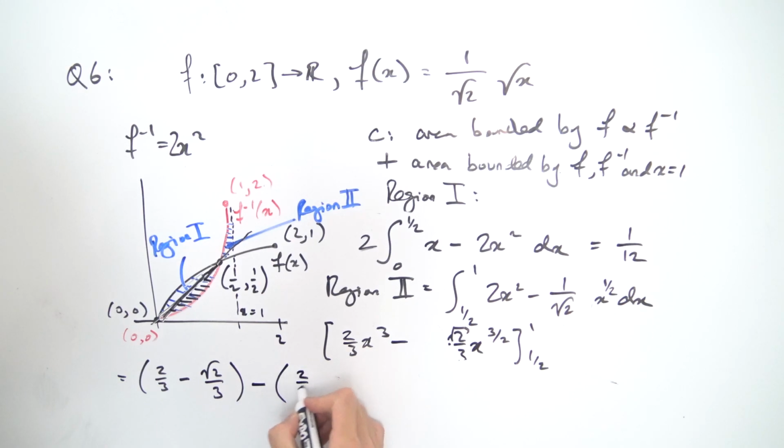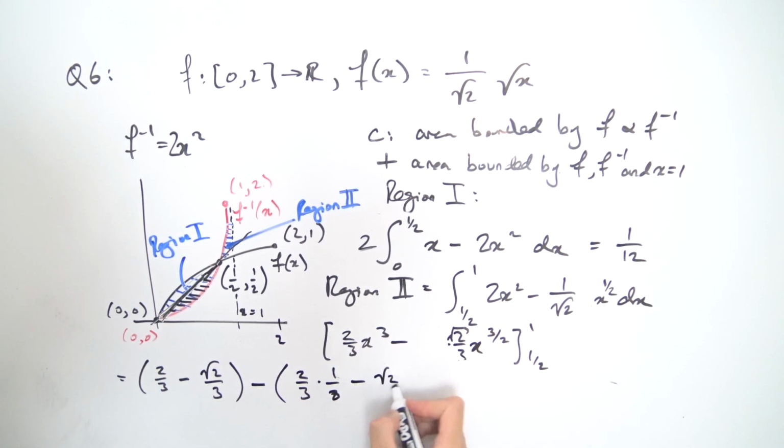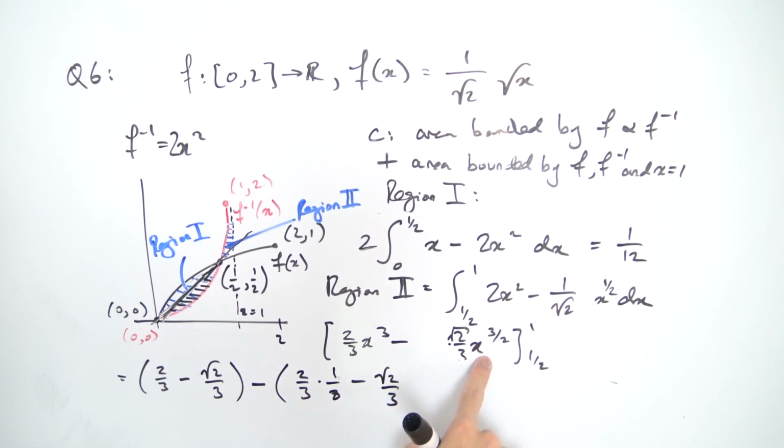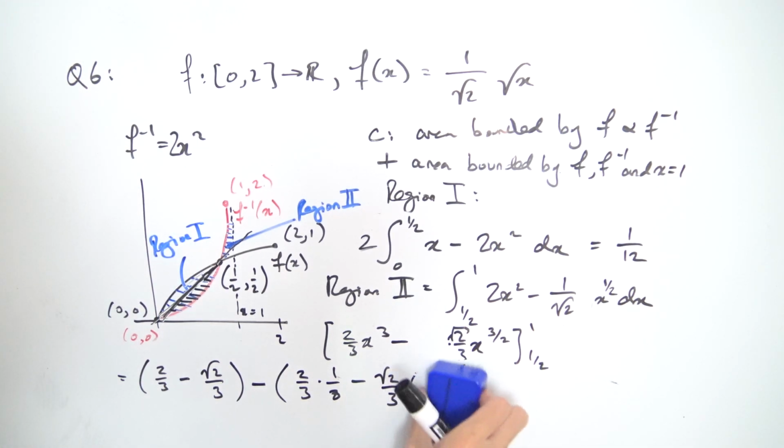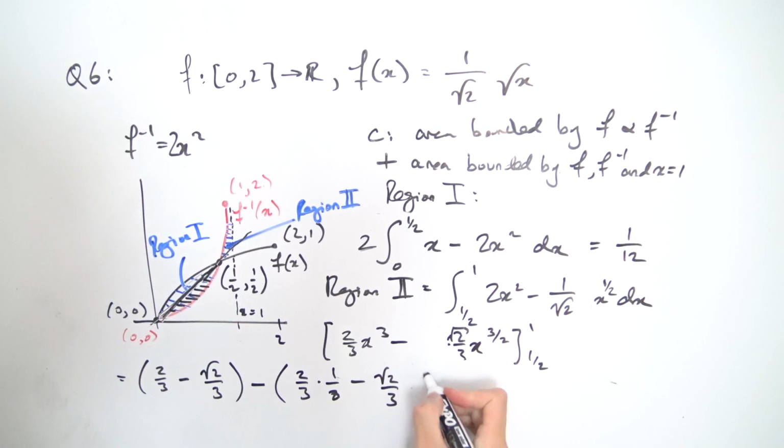so that's 2/3. 1/2 cubed is 1/8 minus root 2 over 3. And now over here, x to the 3/2. If you have 1/2 in here, you're going to have 1/2 to the 3/2, but that's exactly equal to 1 over 2 to the 3/2. So 1 over 2 to the 3/2.